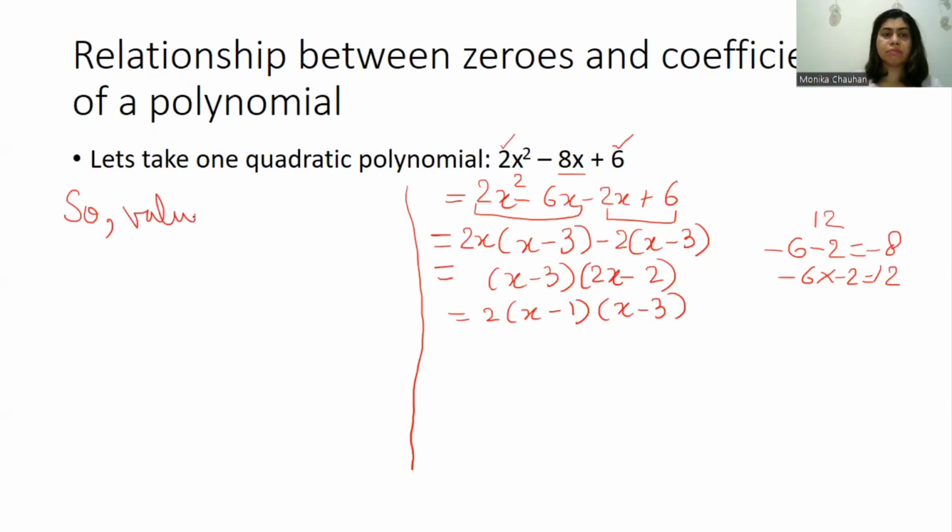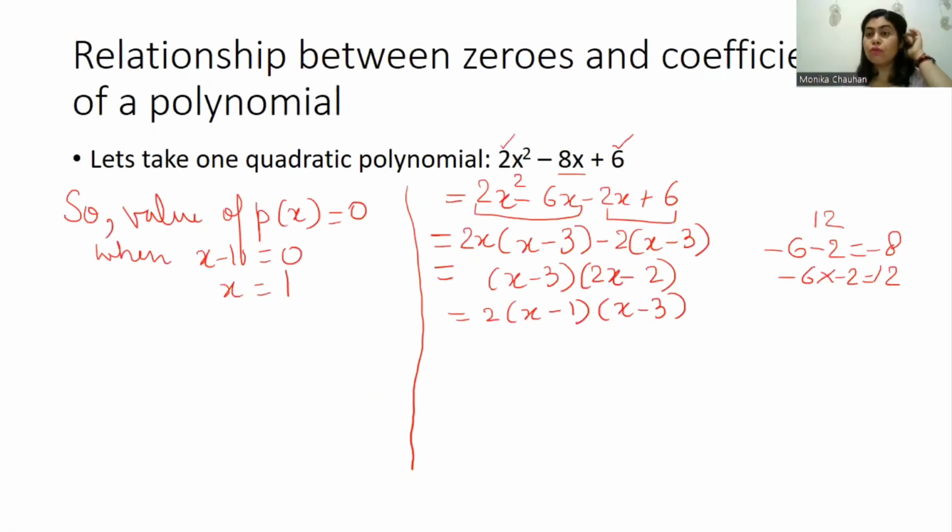What is that p(x)? This is your polynomial p(x), this quadratic polynomial. I will say the value of p(x) is 0. Now, how will you get 0? When x minus 1 is equal to 0, that means x is equal to 1. So when you put 1 in place of x, you will get the value of this polynomial as 0. So x is equal to 1 is a zero.